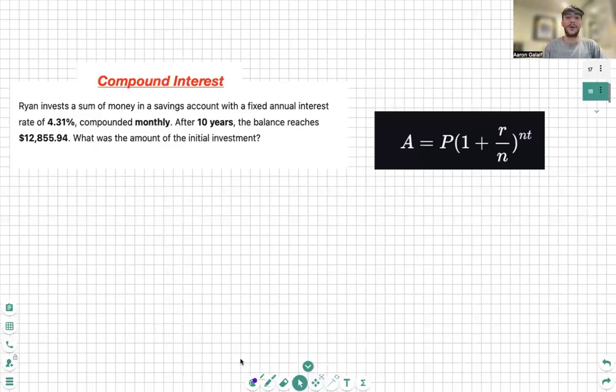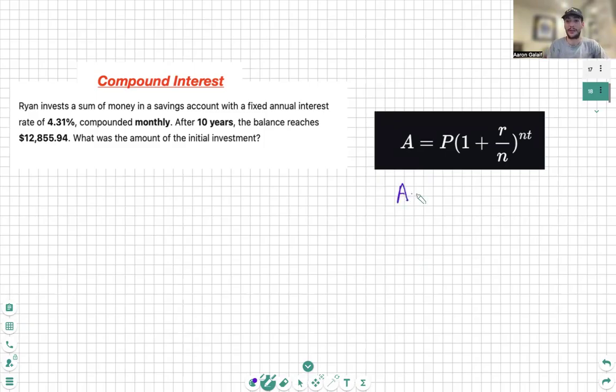Hello. In this video, we are going to go over a compound interest problem. The first thing we need to go over when covering a compound interest problem is the formula. The formula in question here is A equals P times (1 plus R over N) to the power of N times T.